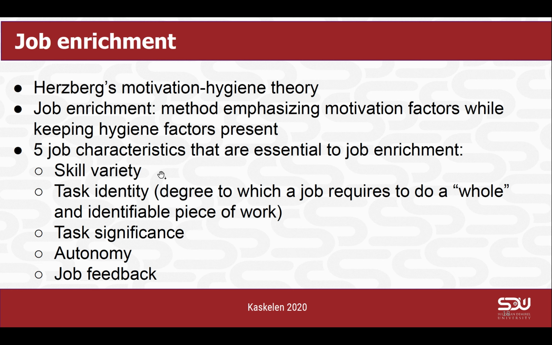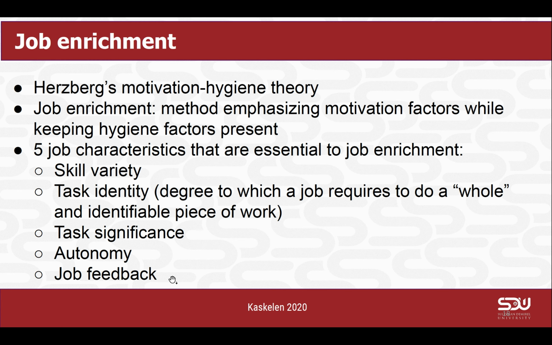The first is skill variety. A person should be able to use a variety of skills at the job. Next is task identity. That means the degree to which a job requires doing a whole and identifiable piece of work, rather than just a part on an assembly line. The next is task significance. A person should be doing something important. Autonomy means a person should be able to make some decisions on their own. There should be some autonomy involved in doing the job.